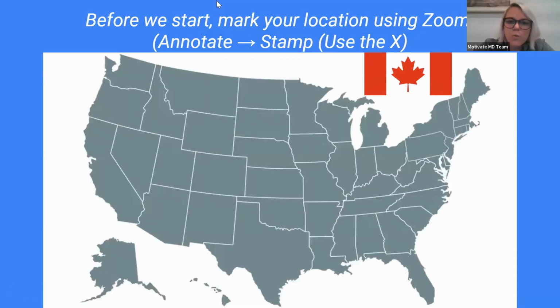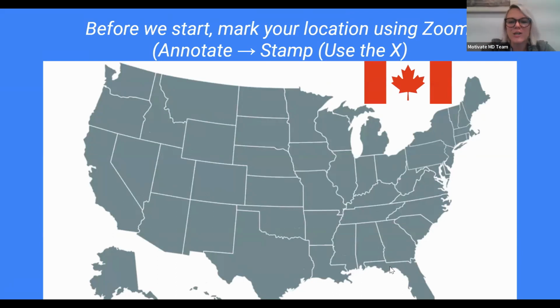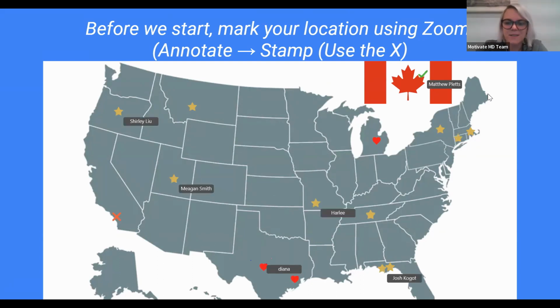All right, so wherever you guys are at, go ahead and mark it. If you go up to your toolbar, you can go to annotate and then click your stamp. You should be getting good at this by now, I suspect. Go ahead and mark where you're at. Oh, we have lots of Texas this time. Lots of stars. Oh, there's someone also in Florida. The Floridian, where are you at?